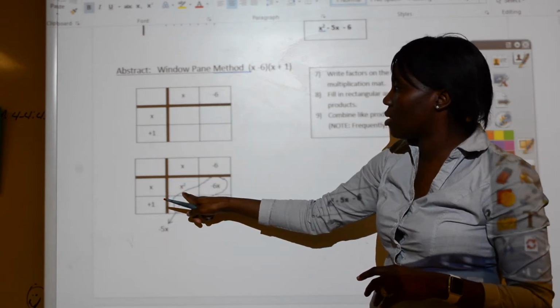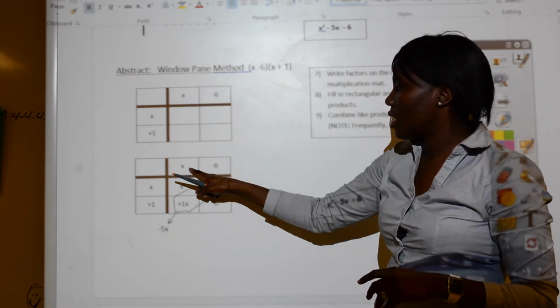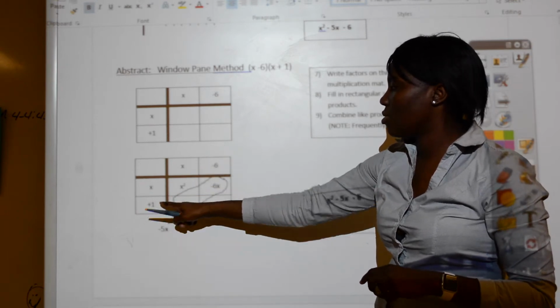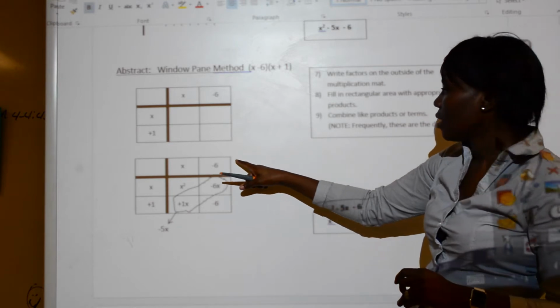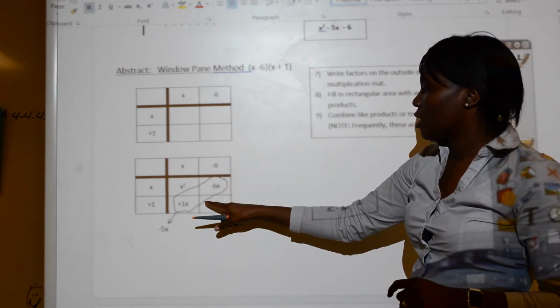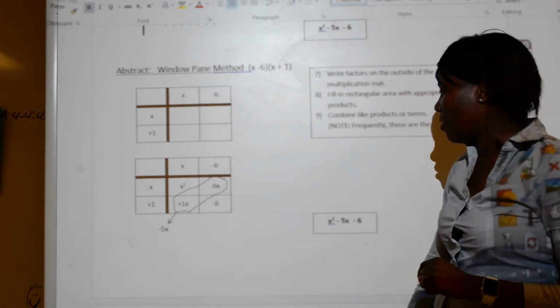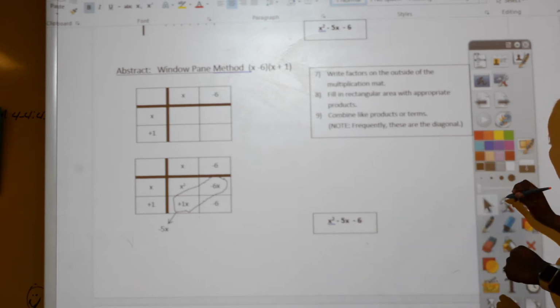X times x gets x squared, negative 6x, x times 1 is 1x, negative 6 times 1 gets negative 6. Then it tells you to draw combining like terms. And so those negative 6x and 1x give us negative 5x, and so the answer is x squared minus 5x minus 6.